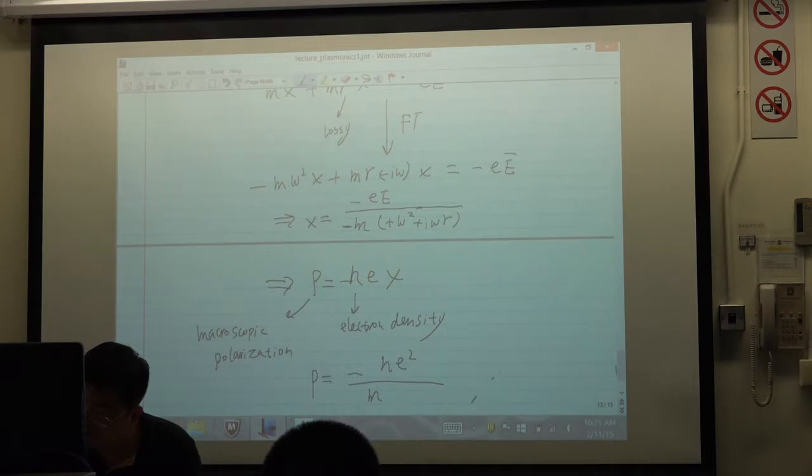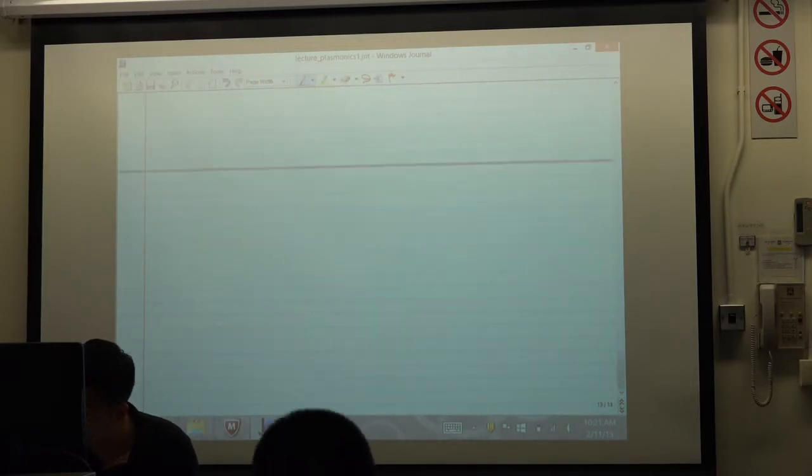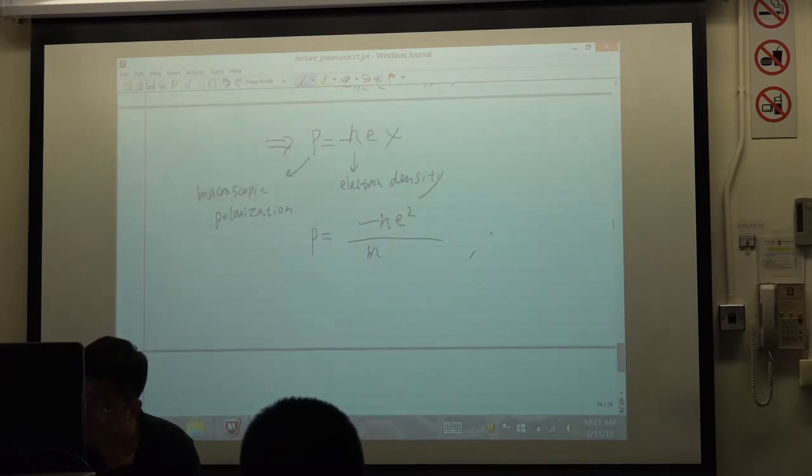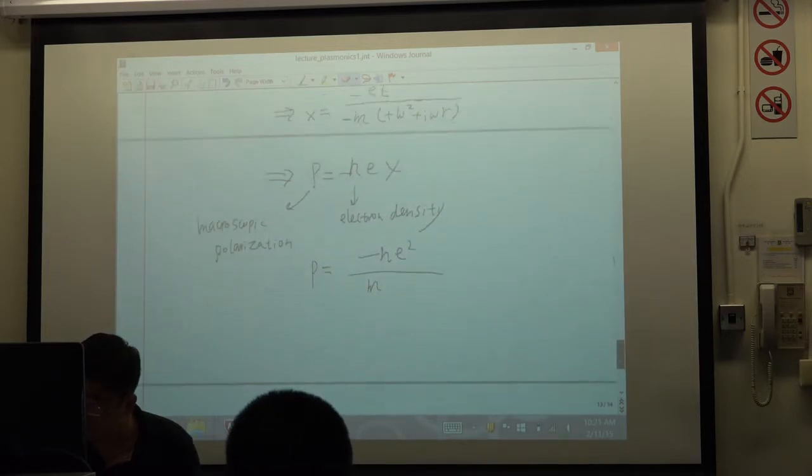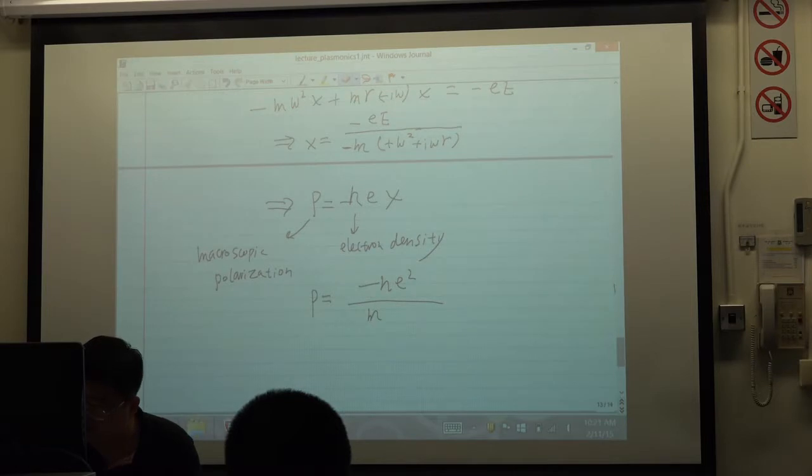It's minus N e squared over m. Let me see what the equation is better. Why does the N disappear?